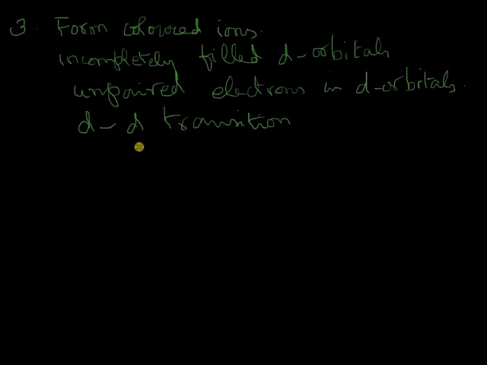So they exhibit very strong colors. I suppose you will be able to state the reason clearly for the transition metals forming colored ions. You have to say these 3 facts. They have incompletely filled d orbitals or unpaired electrons in d orbitals, due to which they undergo d-d transition. So when you say d-d transition, we know that it involves energy which they absorb from the visible region.